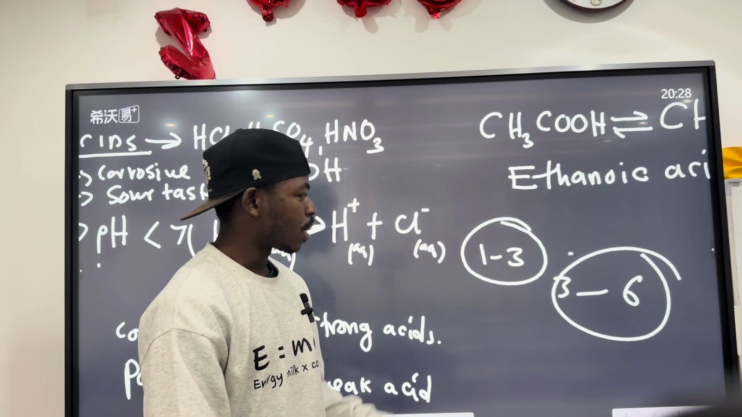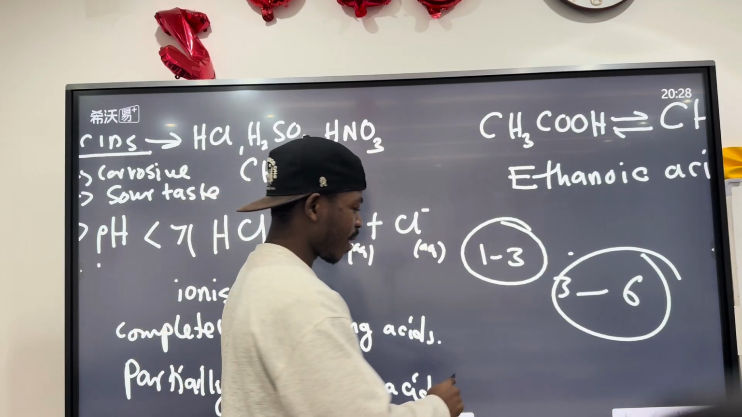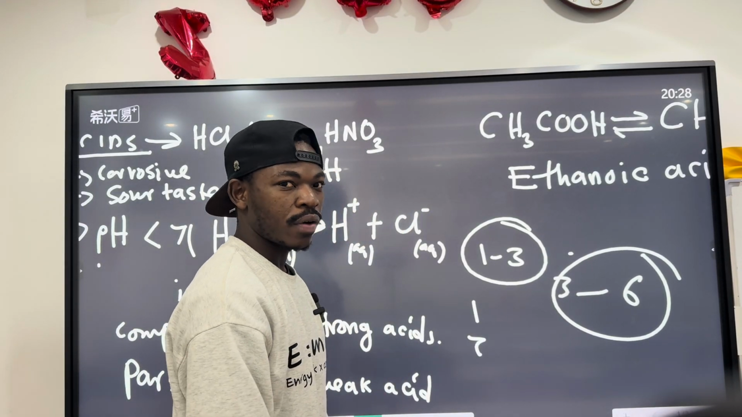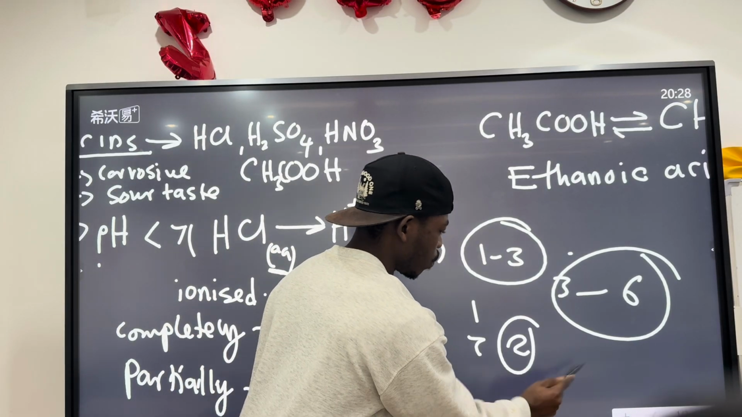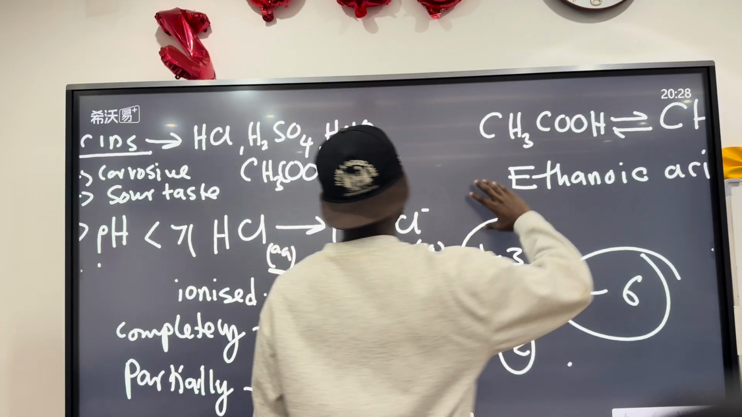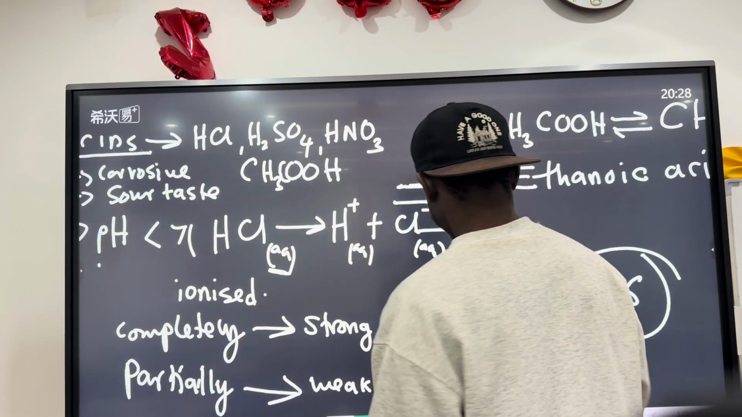Hydrochloric acid is a strong acid. Sulfuric acid is a strong acid. You will expect their pH values to be somewhere around 1, 2. So if they ask you what is the pH of hydrochloric acid, you can just write 2, because it's a strong acid. I hope that is clear. Let's now go to other terms.